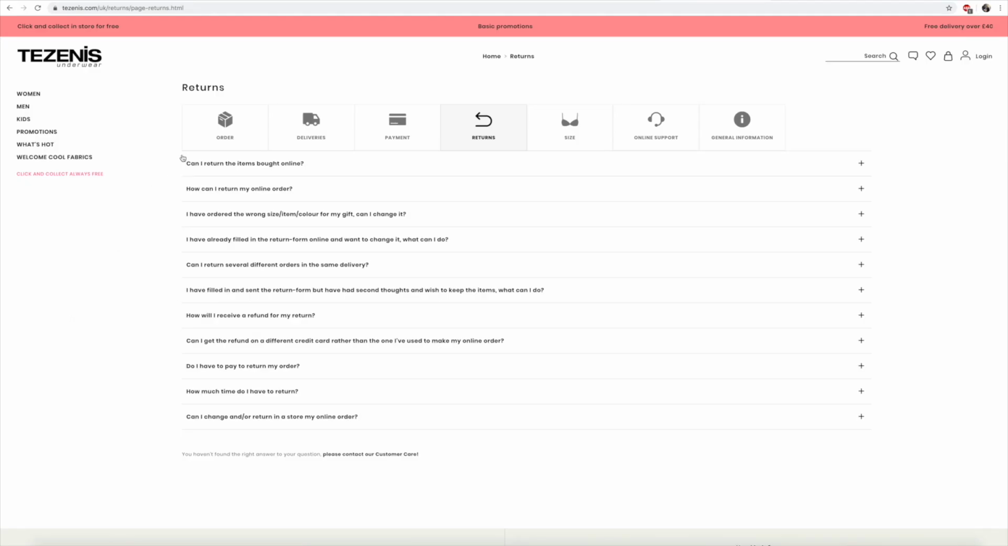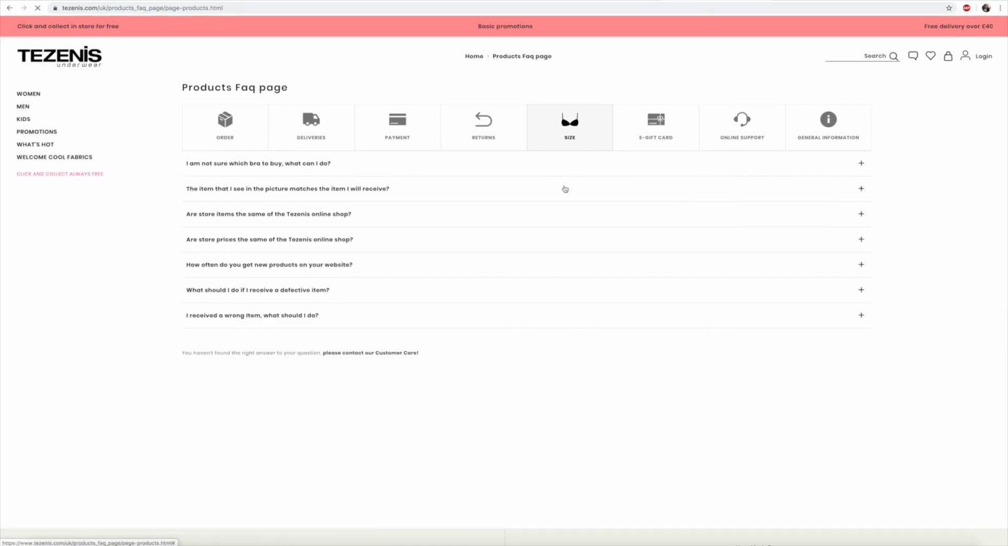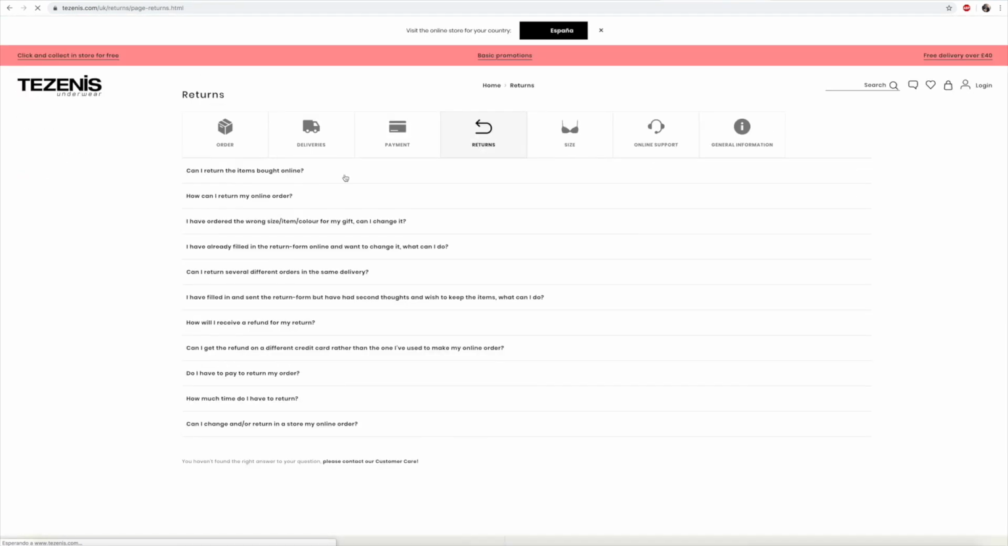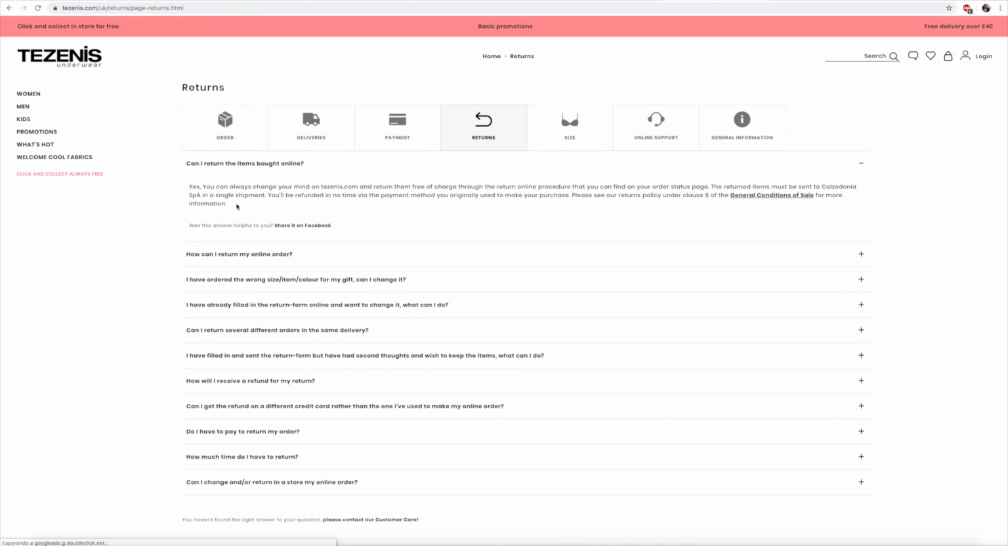Tazenis splits up the frequently asked questions into categories represented by icons, and by clicking on an icon, it shows the questions in that category. By clicking on the question, the user can read the answer.